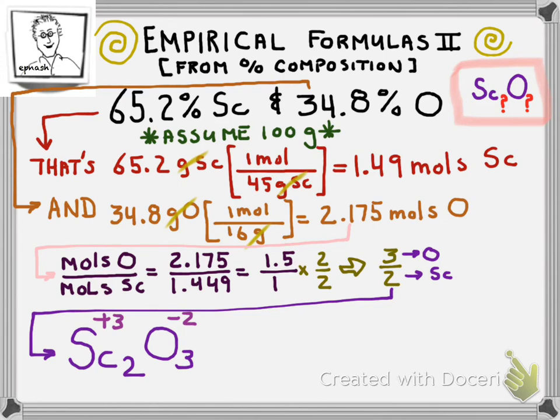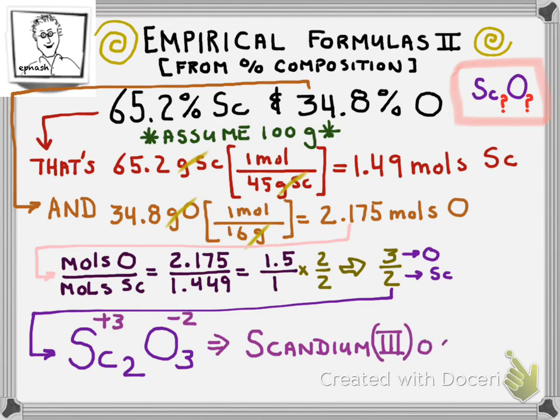Now, if you were asked to name this compound, you would have to figure out the charges on each of the elements. We all know that oxygen is almost always -2, and that gives us -6 on the right side of that compound, and that means that the charge on the scandium would be +3. The name of that compound then is scandium(III) oxide.